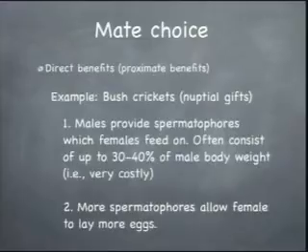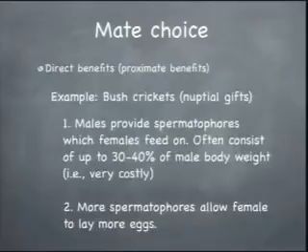So let's go and talk about some of these direct benefits. Once again, these are the easy explanations. Direct benefits are things like, you're a male, you give a gift, right? You provide some resource to the female. In bush crickets, they provide what are called nuptial gifts. Basically, it's a spermatophore, a protein-rich substance that the females can feed on, and these spermatophores are very, very costly for the males to produce. Actually, almost half of the male's body weight is in a spermatophore that it gives to the female.